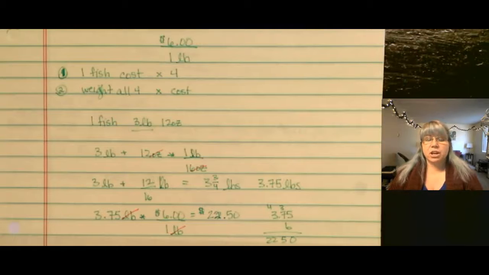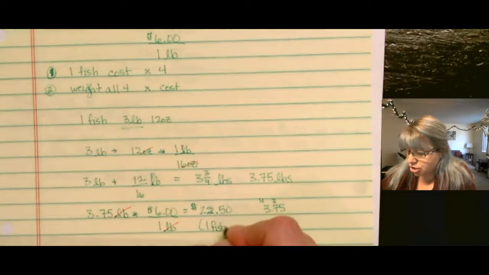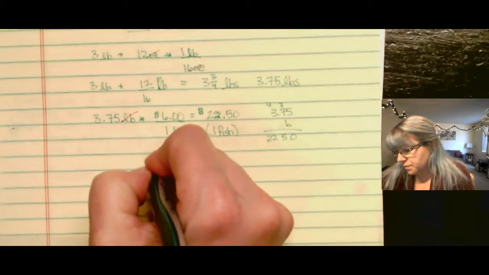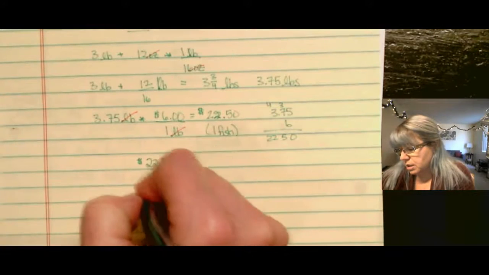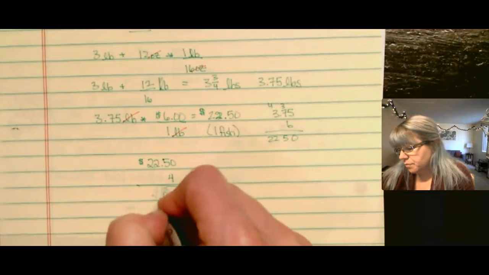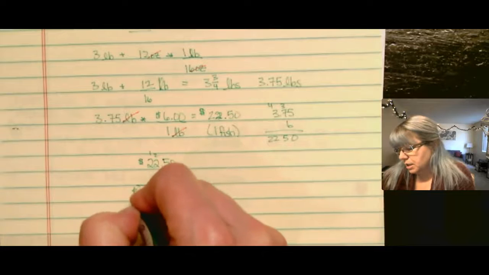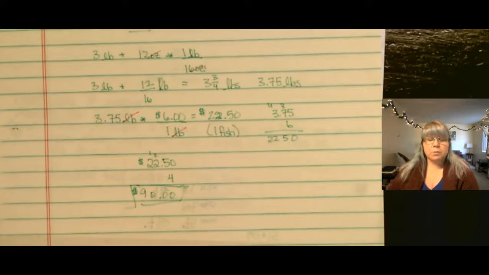$6 per pound. One fish weighed 3.75. Oh my gosh, can't talk today. So one fish, remember that's for one fish, $22.50. But we caught 4 fish. So $22.50 times the 4 will give us $90 for all 4 fish. That's figuring out the price of one fish and then multiplying it by 4.